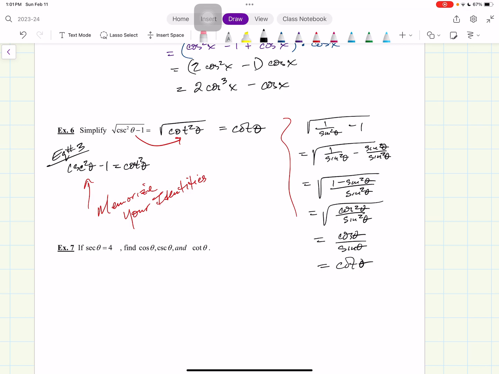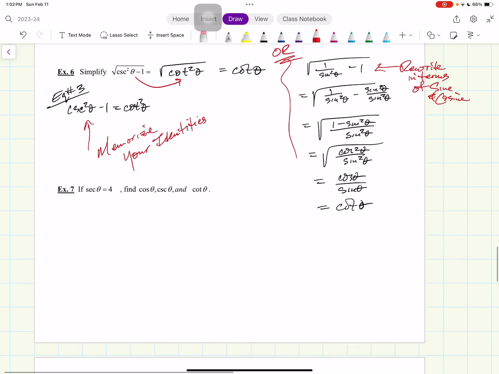So do you want to rewrite in terms of sine and cosine, like I did here, and do it this way, which is obviously the long way to do it? Or do you want to just know your identities and make a simple substitution? So you decide. All right, number 7, here we go.